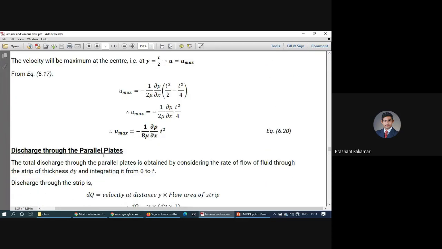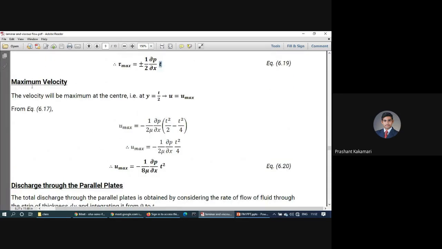Then maximum velocity at the center. So they have taken T by 2 here, Y is at the center, T by 2 they have taken. Then U is U max, the maximum velocity at the center point. After substituting, they found U max as minus 1 by 8 mu dou P by dou X into T square.